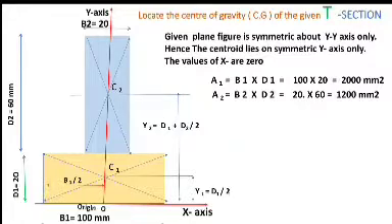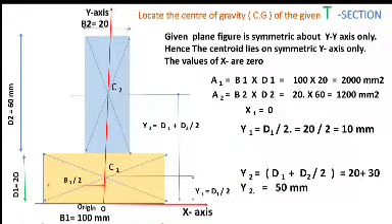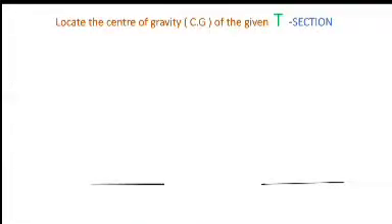From the figure, x1 equal to 0 and x2 equal to 0, because the given T section is symmetric about the y-axis. y1 equal to d1 by 2 and y2 equal to d1 plus d2 by 2. All these values are written in tabular form in the next slide.